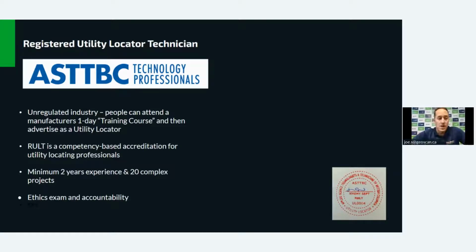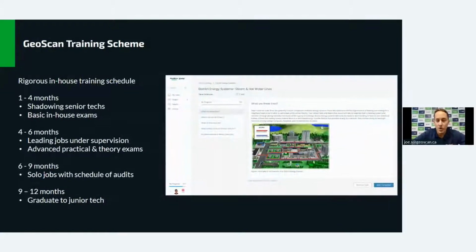So R.U.L.T is an accreditation that a utility locating professional can apply for. They need to have a minimum of 2 years experience utility locating, and they need to be able to prove that they worked on and completed 20 complex projects. Complex meaning multiple utility lines, congested, using various technologies, and provide references, pass an ethics exam, and therefore get approved and receive that certification. So something to look out for to judge the competence of someone working on your projects.